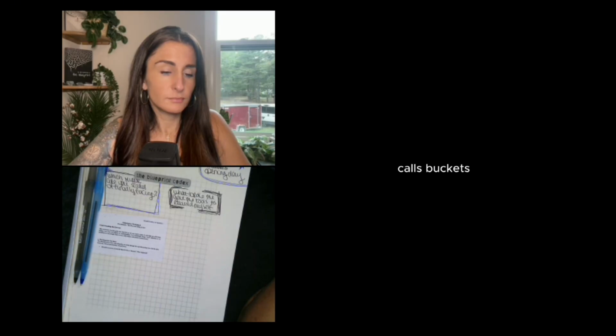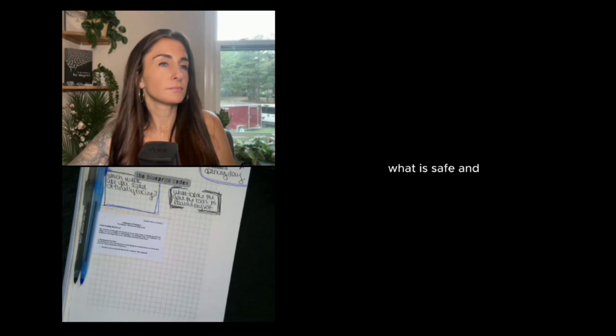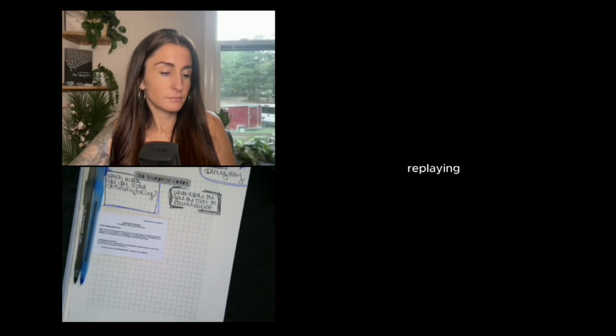the Blueprint calls buckets. These buckets fill quietly over time, and together they become the voice that narrates your reality. This voice tells you who you are, what is safe, and what is possible. But it is rarely telling the truth. It is simply replaying unexamined memory. This is why descent work matters.